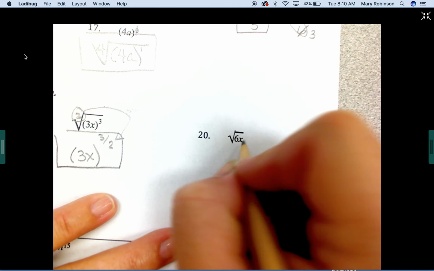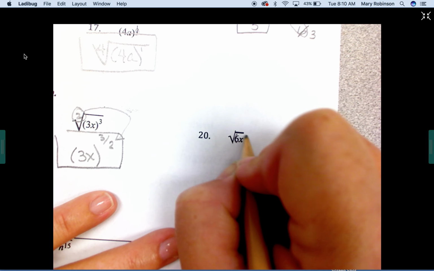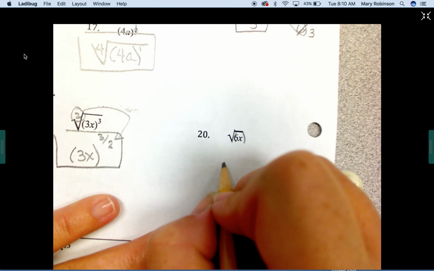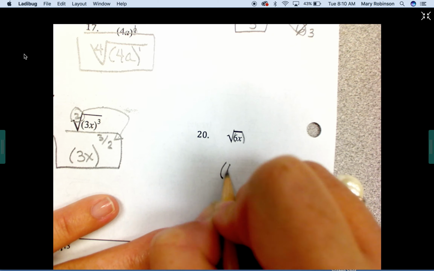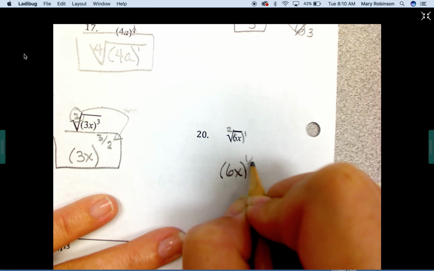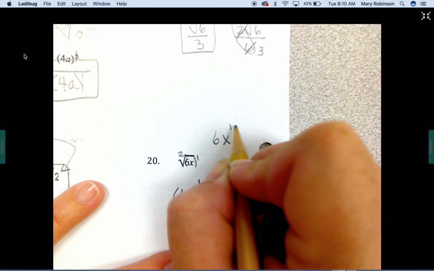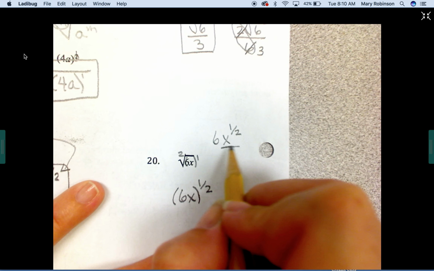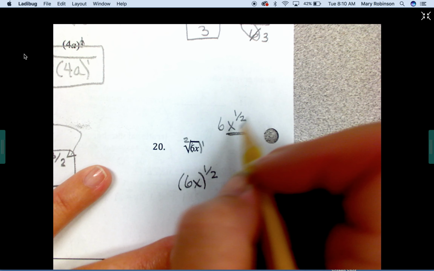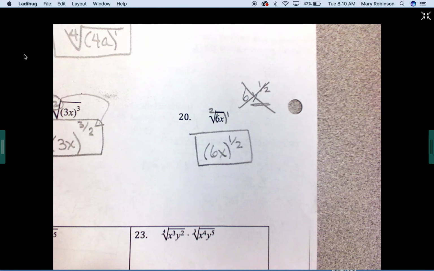For 20, be careful. This does not have parentheses around it, but you should put these in, because when you rewrite this, you want it to be 6x all to the 1/2 power. If you leave off the parentheses and just write 6x to the 1/2, then only the x is to the 1/2 power. So don't do that. Make sure you add in a set of parentheses yourself.